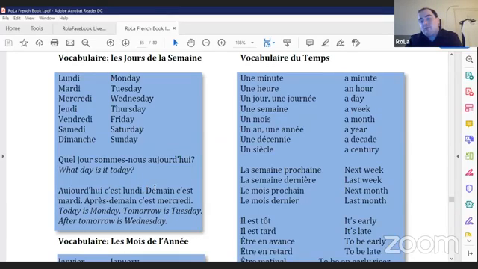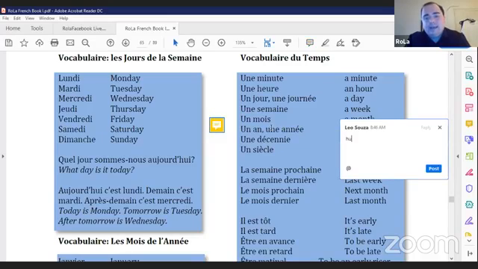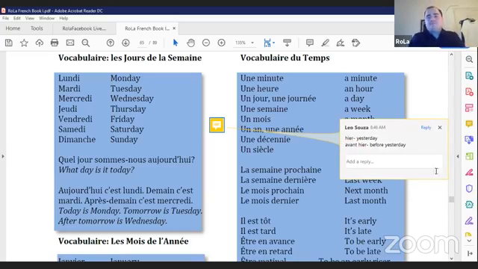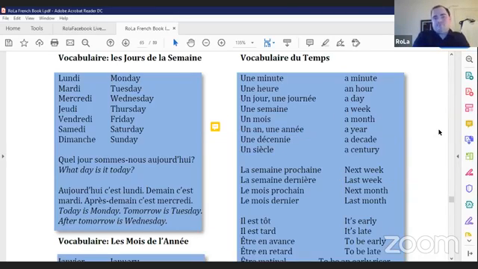We also learned how to say tomorrow, demain. Après-demain means the day after tomorrow. The way to say yesterday is hier. And the way to say before yesterday, so two days ago, is avant-hier. I'll type that right here. So we have hier, which means yesterday, and we have avant-hier, which means the day before yesterday. That's just another thing you can say if you want.